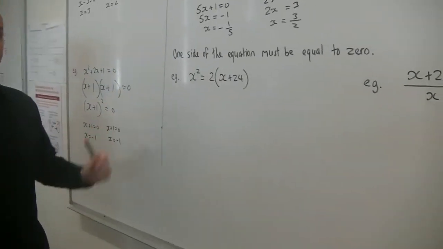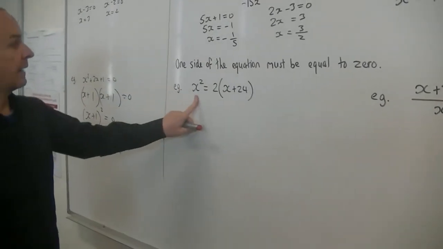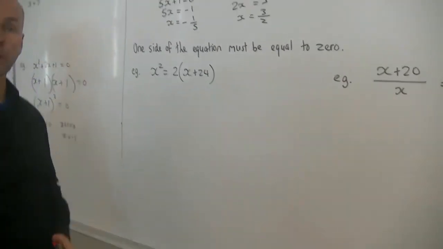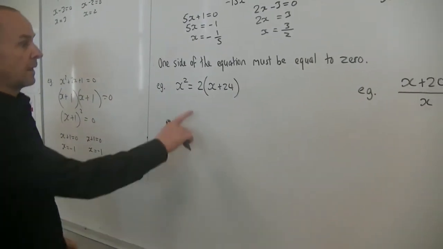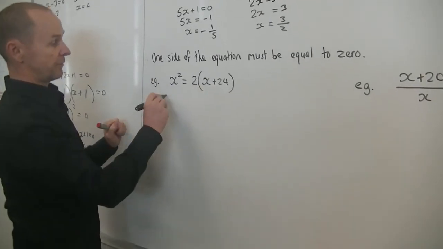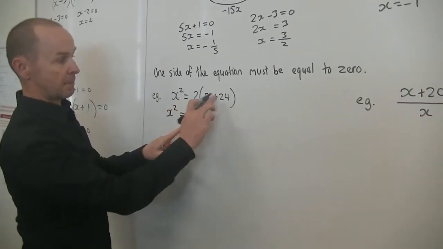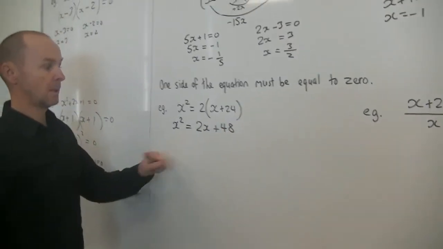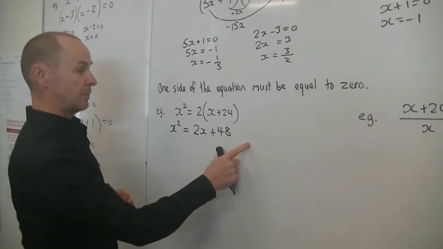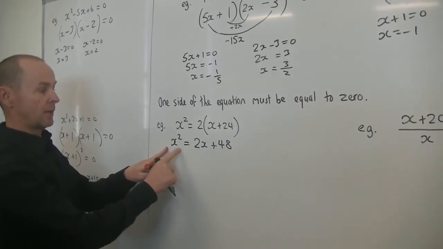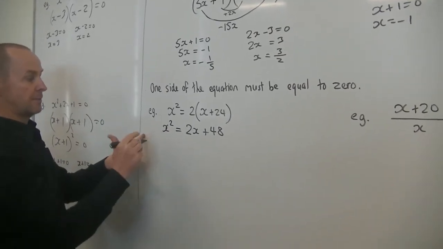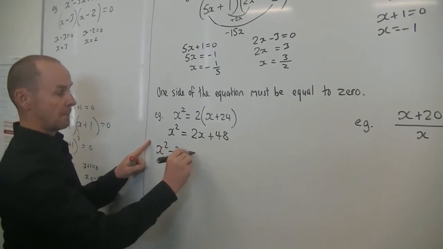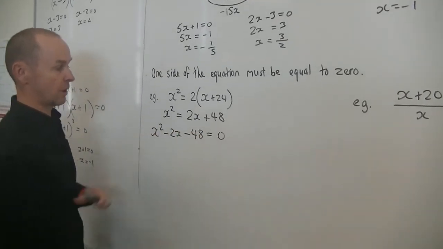Alright, now the hardest two questions we've got. Here's an equation, but it says one side of the equation must be equal to 0. So remember that with the Null Factor Law? So first thing we need to do is expand the brackets here. So we've got 2x plus 48. Now, we want one side to be equal to 0. Try to make the x squared side positive, so bring everything to this side. So we've got x squared minus 2x minus 48 is equal to 0.